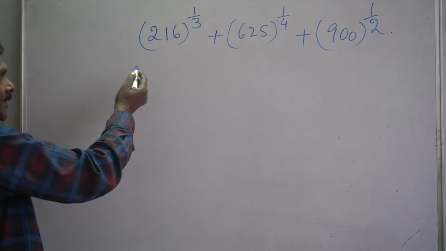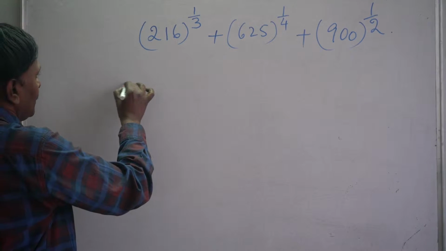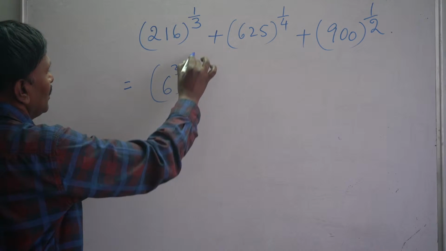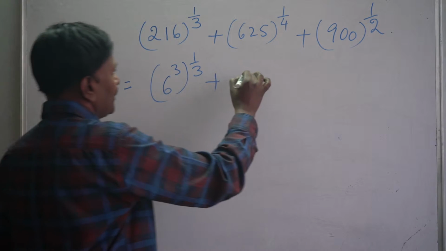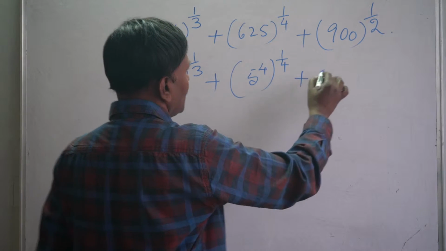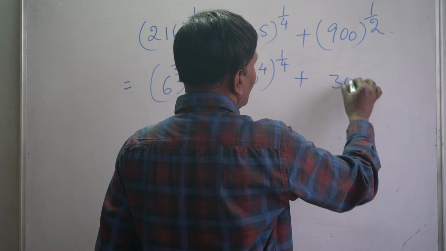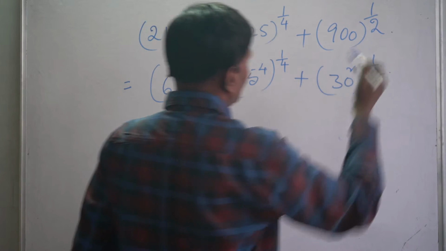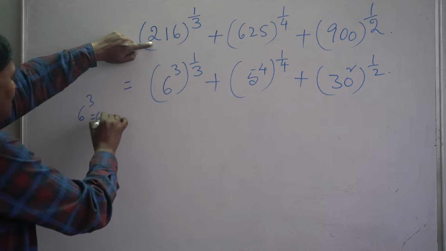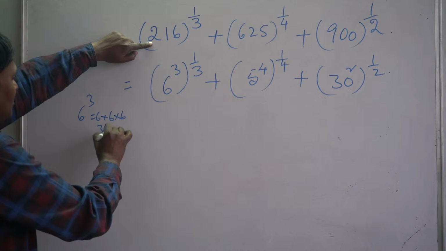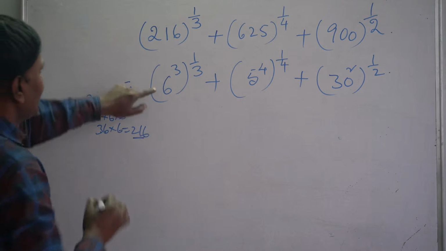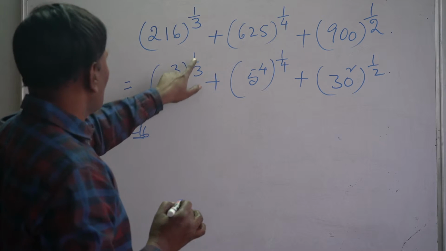See, if the problem is like that, this can be written as 6 cube to the power of 1 by 3. This is 5 to the power of 4 to the power of 1 by 4 plus this 900 can be written as 30 square to the power of 1 by 2. See, this is 216. It is 6 cube, 6 into 6 into 6, this is 36 into 6 equal to 216. So it means this can be written as 6 cube to the power of 1 by 3.